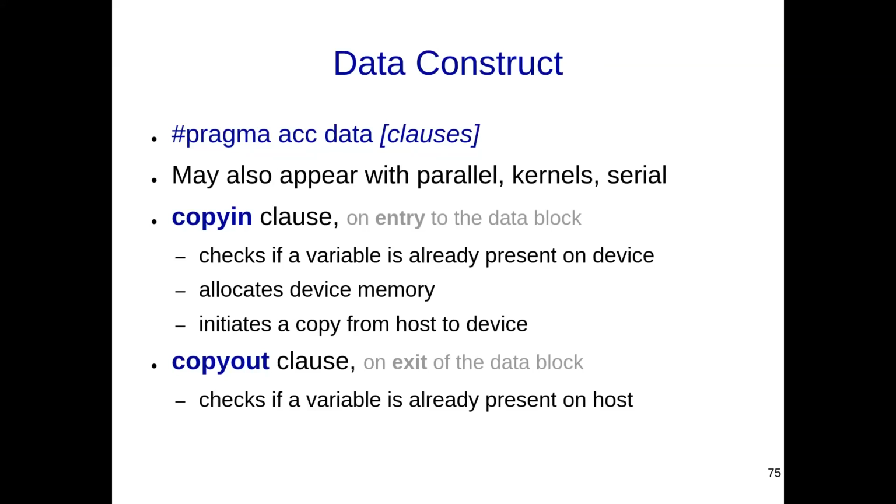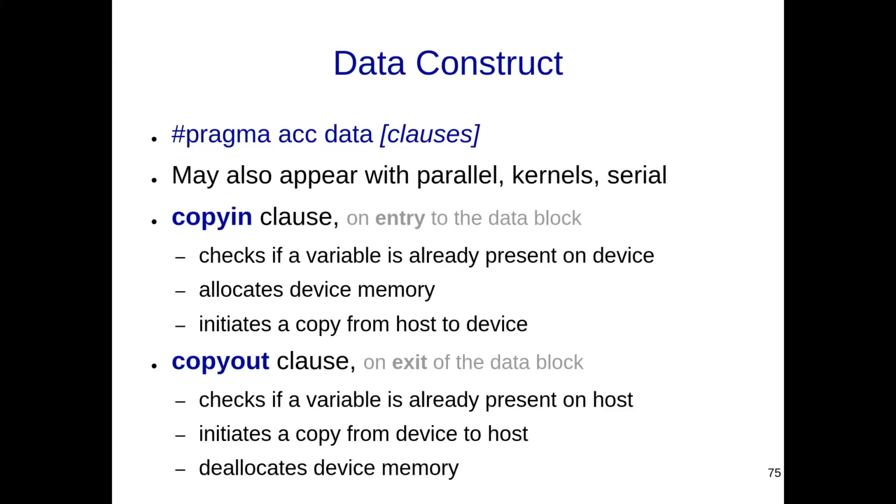So again, it checks if the variable is already present on the host. Being already present is not necessarily only about whether the memory is allocated or not, but it is also about whether it is in sync or not. If it is not, then it initiates a copy from the device to host. And what should be the last point that copy out should do? It should also deallocate the memory, right? So in copy in, we are allocating the device memory. So in copy out, we also need to deallocate the device memory.